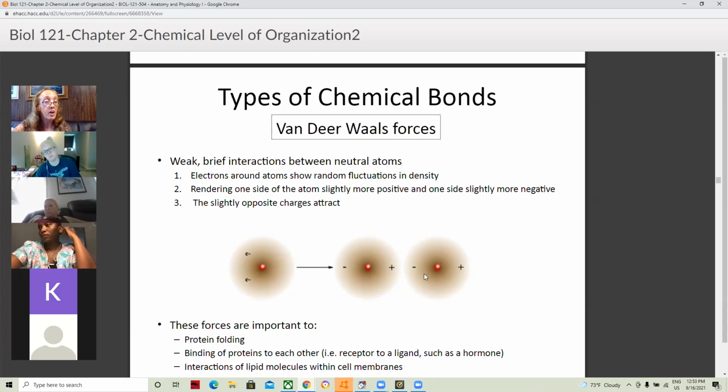Don't ask me where the name van der Waals came from. I'm guessing it was the person who discovered them. These forces, even though they're really slight and not very strong, are important for protein folding and the binding of proteins to each other, such as a receptor to a ligand or a hormone, and the interactions of lipid molecules within cell membranes.